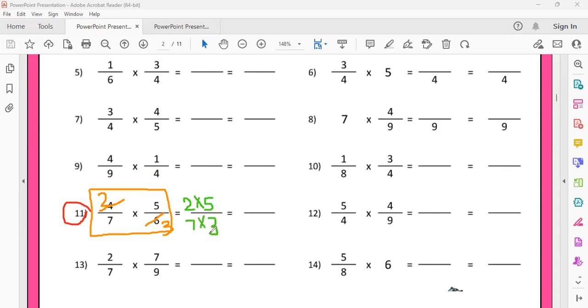Do you see that? Up times up, 10. Down times down, 21. Did you see it now? Okay? So that's how you do page 2, multiplication. Okay? Clear. Now go on to page 3.